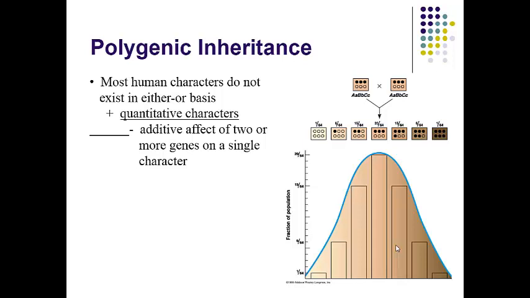Polygenic inheritance is going to be responsible for any trait that we know of that varies along a continuum. Some of these common ones are going to be skin pigmentation, height, eye color, hair color. These are all polygenic traits. Many genes all interact with one another to form your phenotype. It is extremely difficult to predict the inheritance of any character that is polygenic.